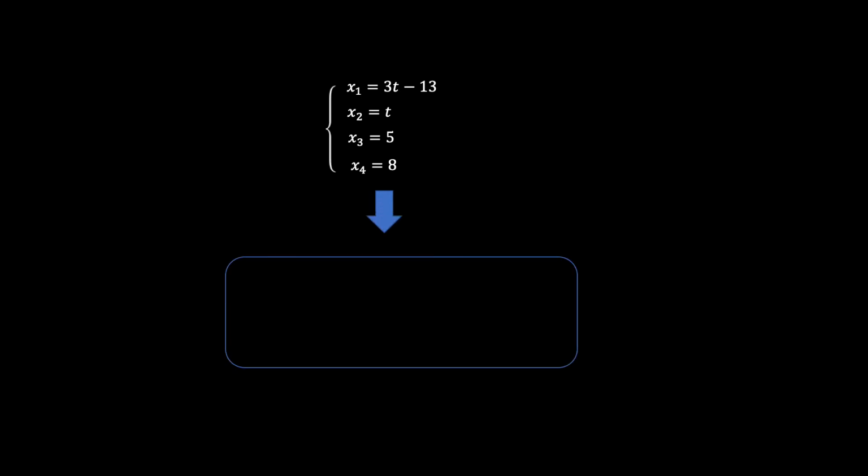Furthermore, we can use the vector form to present the solution set as a combination of 2 vectors, with t being a scalar of one vector, while the other vector is a constant. Since t can be any arbitrary real number, the solution set is actually a line in the 4-dimensional space.